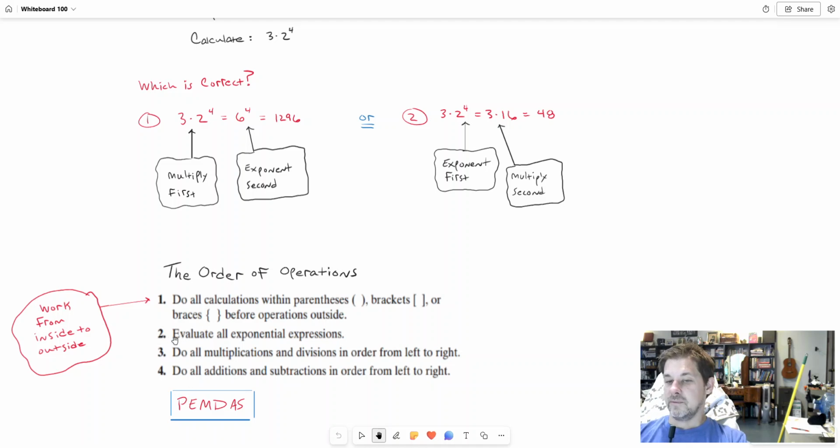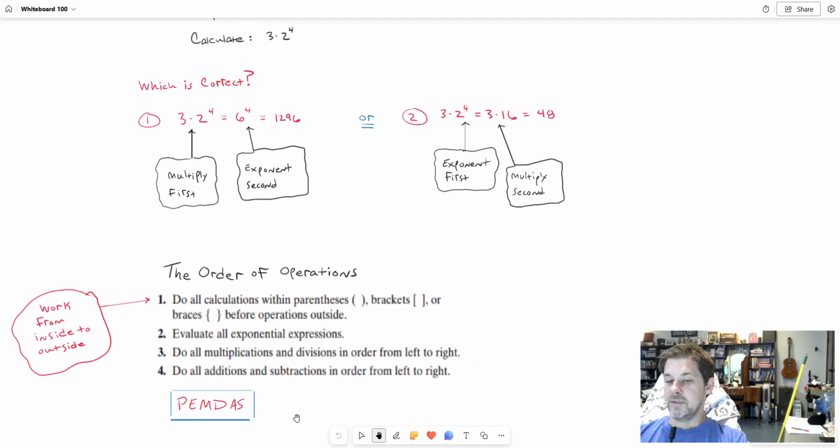Second, we evaluate all exponents. Okay, and then when that's done, we do all multiplications and divisions in order as we encounter them, reading the problem from left to right. Okay. And then last, after all that's done before it, we do all additions and subtractions in order that we see them as we read the problem from left to right. Okay? So that's the correct order things should be done.